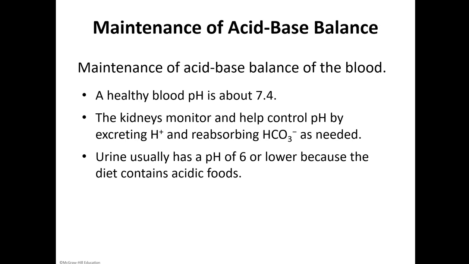The kidneys can rid the body of a wide range of acidic and basic substances, so the kidneys have ultimate control over blood pH. It keeps it at a range of about 7.4.